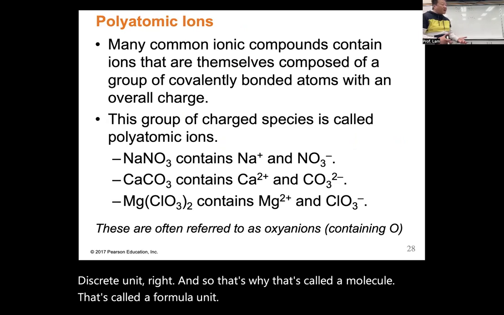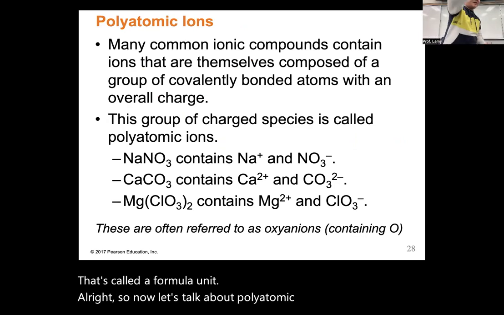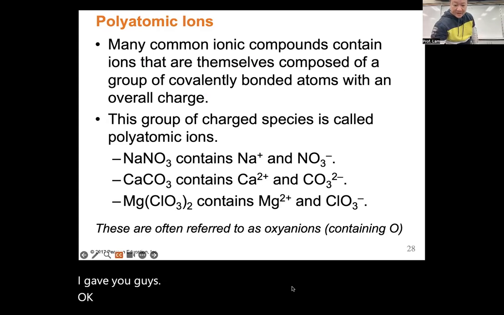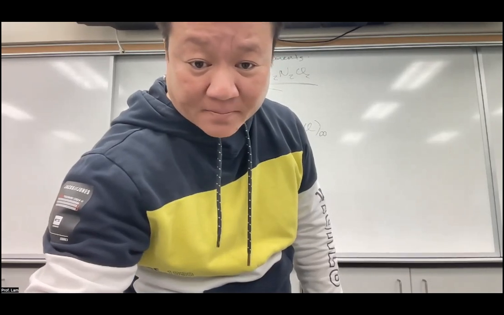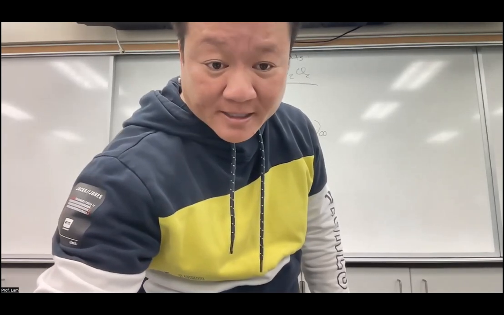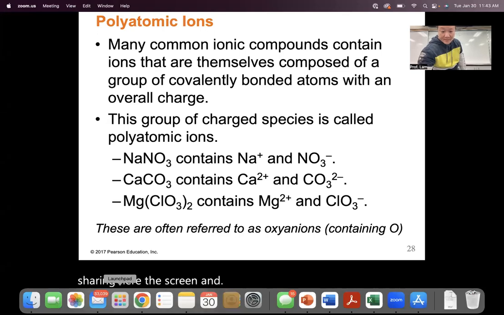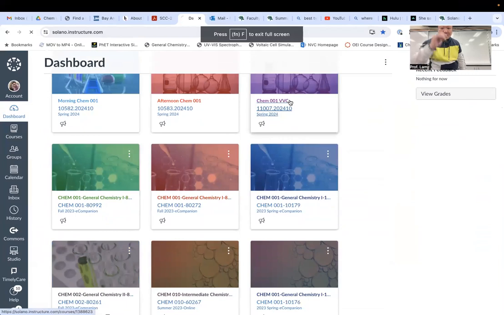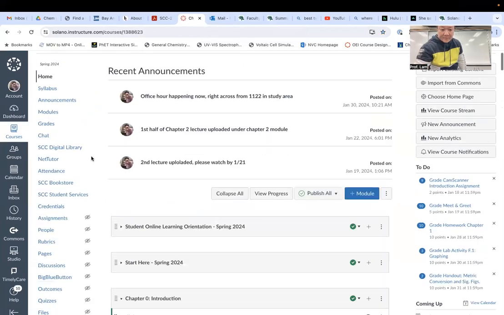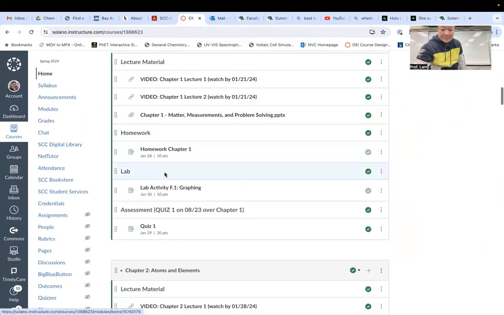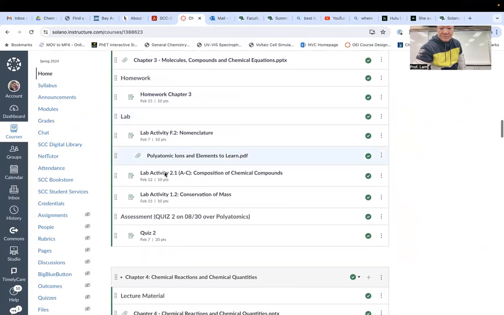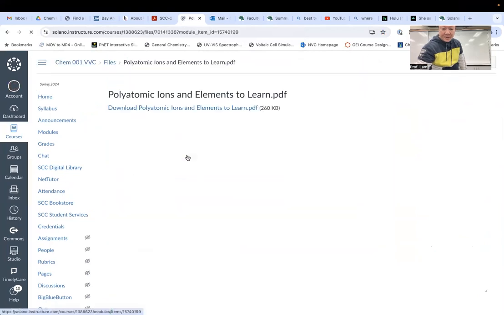All right, so now let's talk about polyatomic ions. It's this sheet that I gave you guys. Let me show you where you can find it as well. I'll stop sharing the screen, and I'll share my desktop. Then let's go to Canvas, and I'll show you guys where to find the polyatomic sheet. You scroll down on modules. It's right here. Okay, so let's open it up.